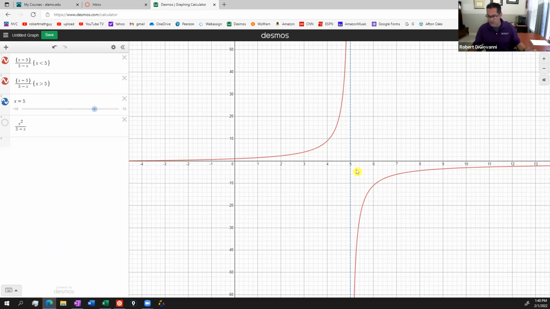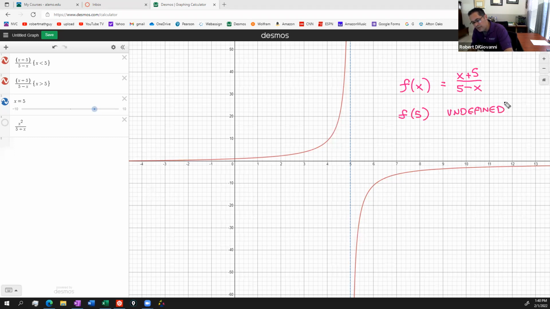If I gave you this as a function, f of x equals x plus 5 over 5 minus x, f of 5 is undefined in terms of algebra, right? As an algebra question, it's undefined. But that's not what the calculus question was. What was the limit as we approach 5 from the right, right?